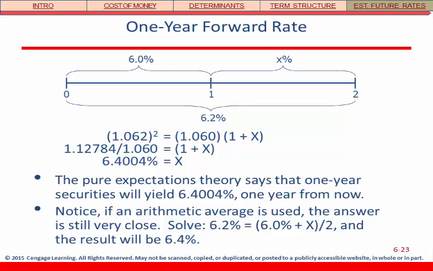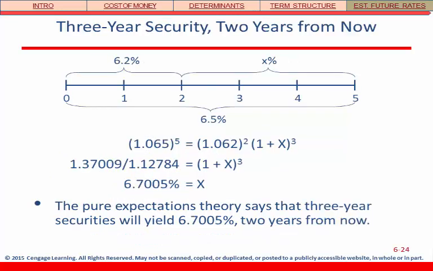And that's going to obviously be times 1 plus x. And you want to figure out what that x is. So the pure expectation theory says that 1-year securities will yield 6.4004% 1 year from now. So it's basically just plug and chug once you've set it up. We obviously just used a simple geometric average, but you could also do this with the arithmetic average, and you're going to get something very similar, 6.4%, which is almost the exact same thing. Let's do another one. We had 2 questions there, so let's look at the 3-year security 2 years from now.